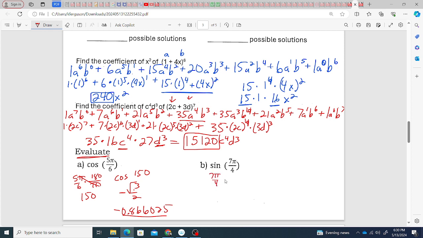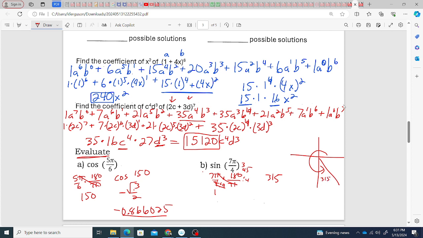7 pi over 4 times 180 over pi. The pi's cancel off. I'm going to divide 4 by 4 and get 1. I'm going to divide 180 by 4 and get 45. And then I'm going to multiply 7 times 45. 7 times 5 is 35, so carry the 3. 7 times 4 is 28, plus 3 is 31. It's 315. So 315 is right here.